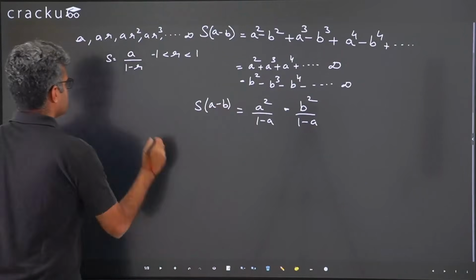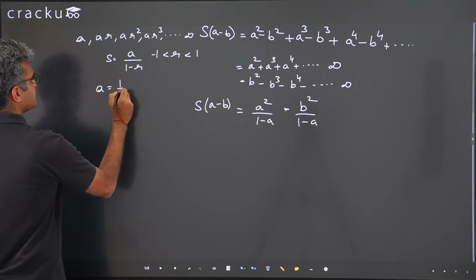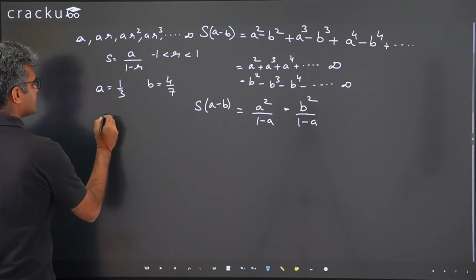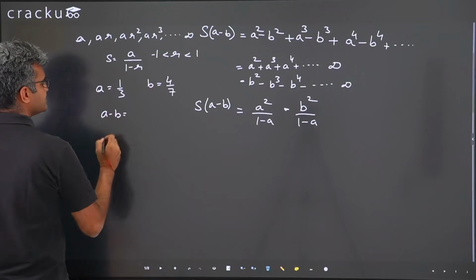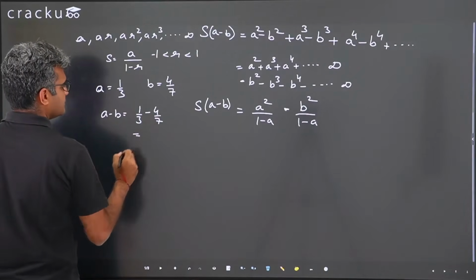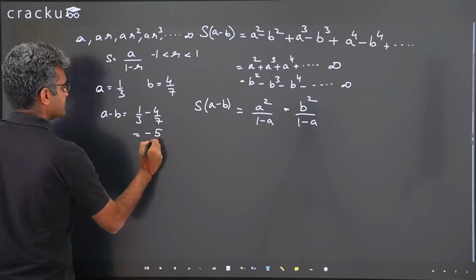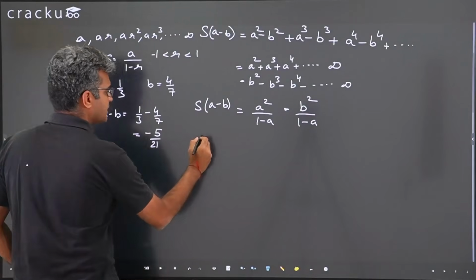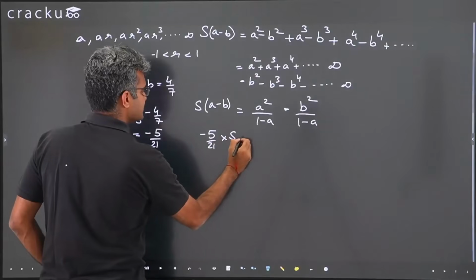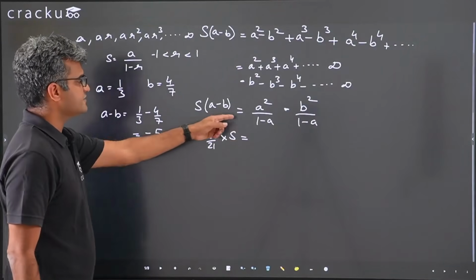What is the value of a? a is equal to 1/3. What is the value of b? b is equal to 4/7. So what is a minus b? a minus b is 1/3 minus 4/7, which is equal to minus 5/21. So minus 5/21 into s is equal to a^2 by 1 minus a.